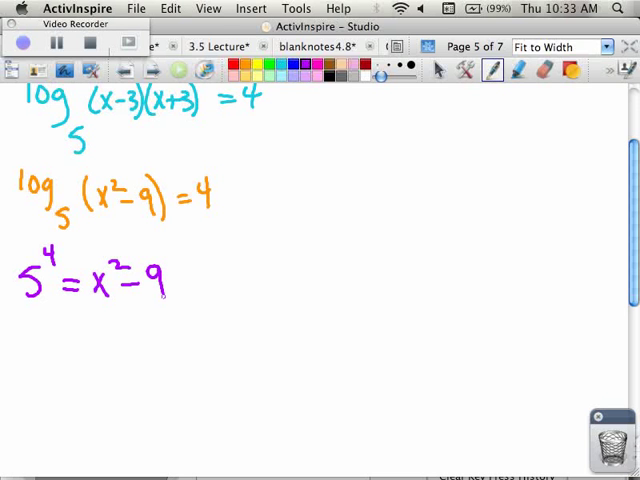Base to the exponent equals the number. Whew, this makes a lot more sense to me now. I don't know 5 to the 4th, but I do know 5 squared. What's 5 squared? 25. And 25 quarters is the same as $6.25.